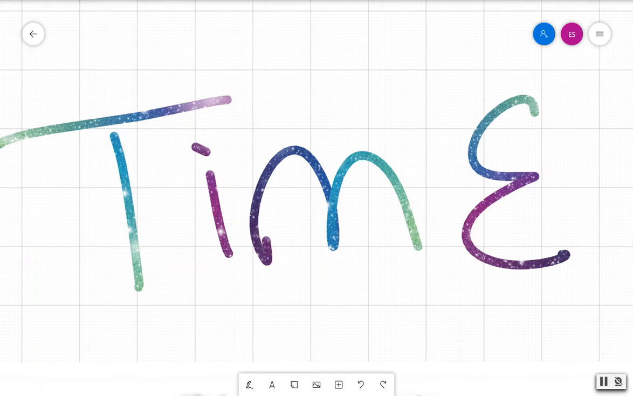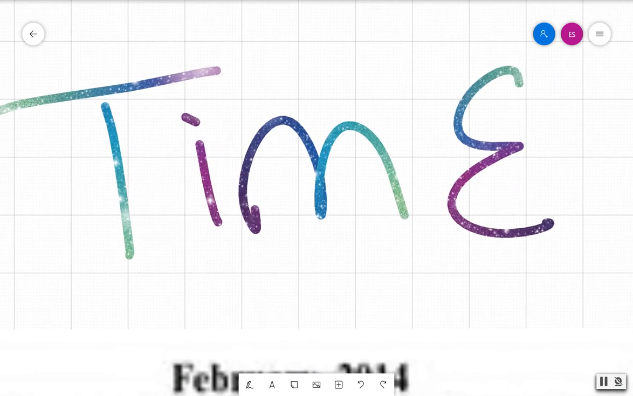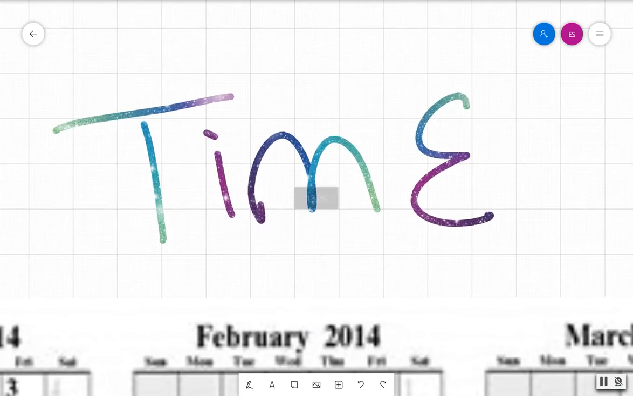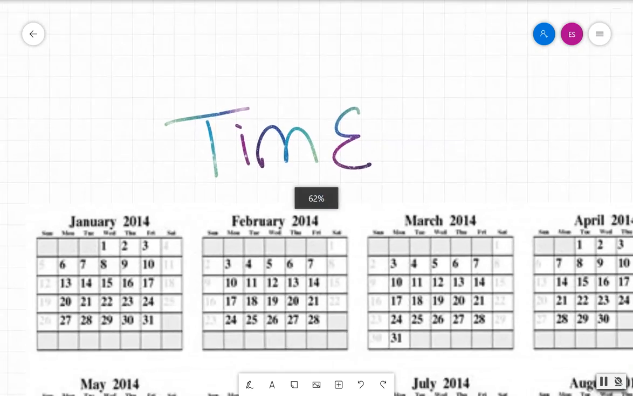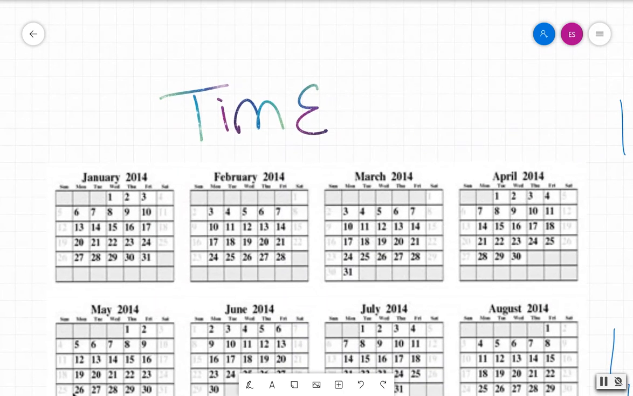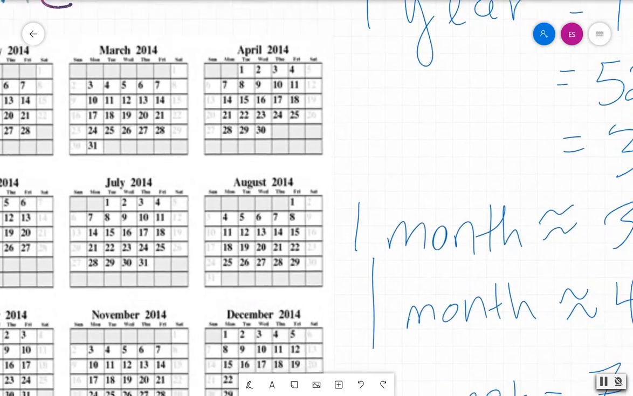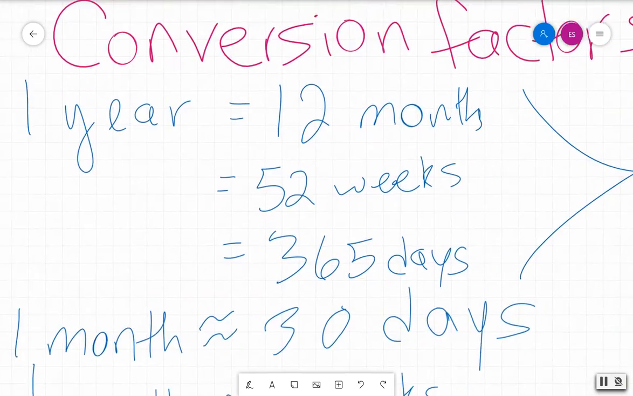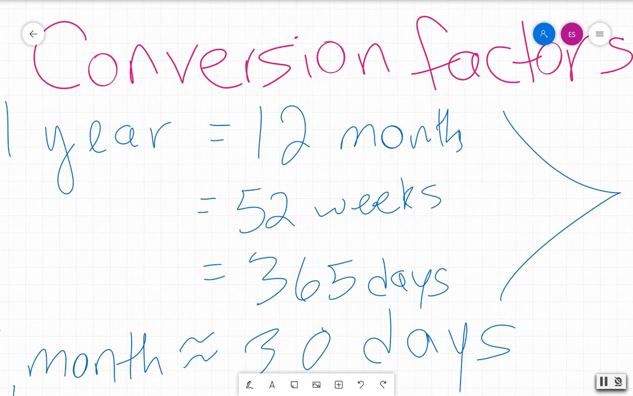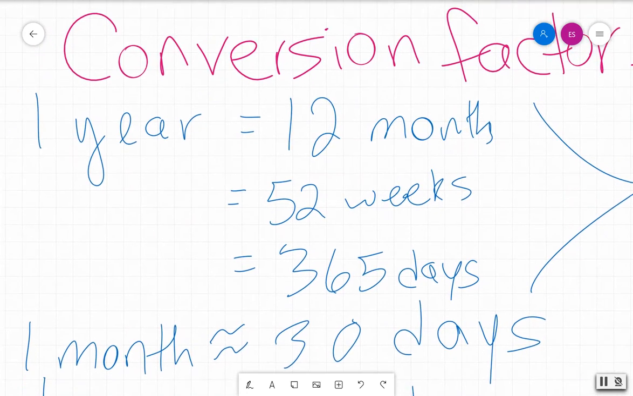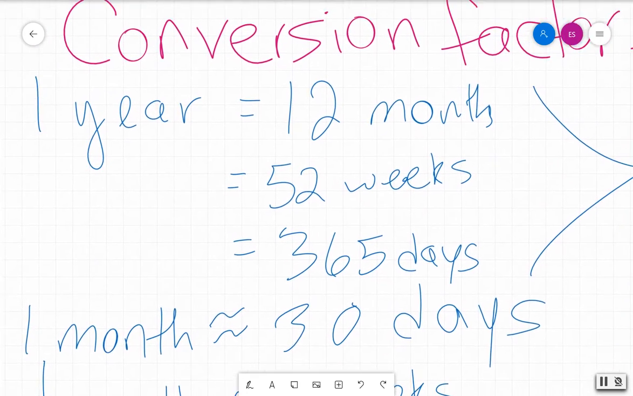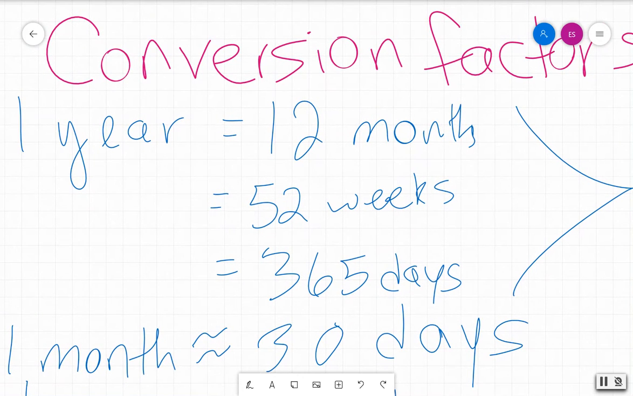So when we talk about time, we can talk about macro time and micro time. Those aren't official terms, I'm just coming up with them. Basically, there's time that we measure in a calendar and there's time we measure on a watch. So let's start with the time we measure in a calendar. These are what I call conversion factors, because they help us to relate units of time to one another.